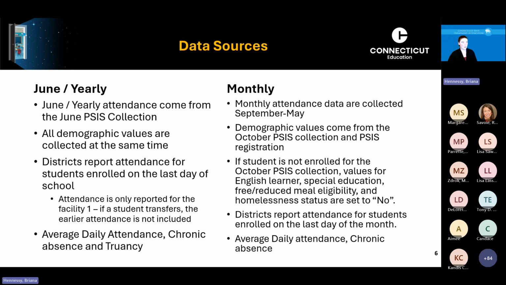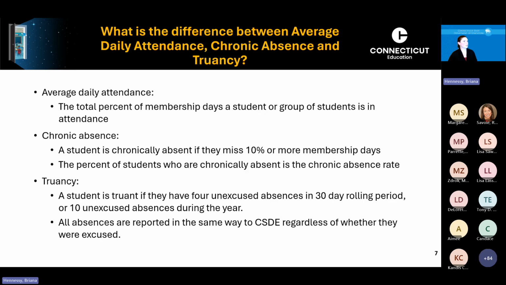Truancy data is not reported on a monthly basis, so the monthly reports only include average daily attendance and chronic absence. Chronic absence isn't reported in EdSight Secure or EdSight Public for individual months, so it's not populated in September. We'll talk a little bit more about that later. I keep saying that throughout this presentation.